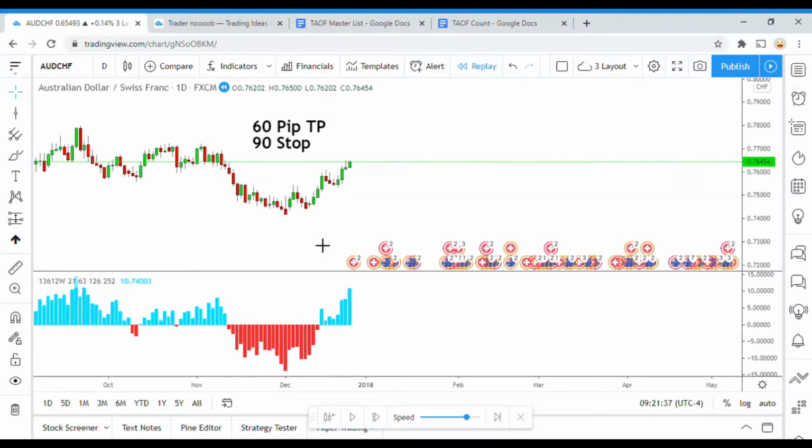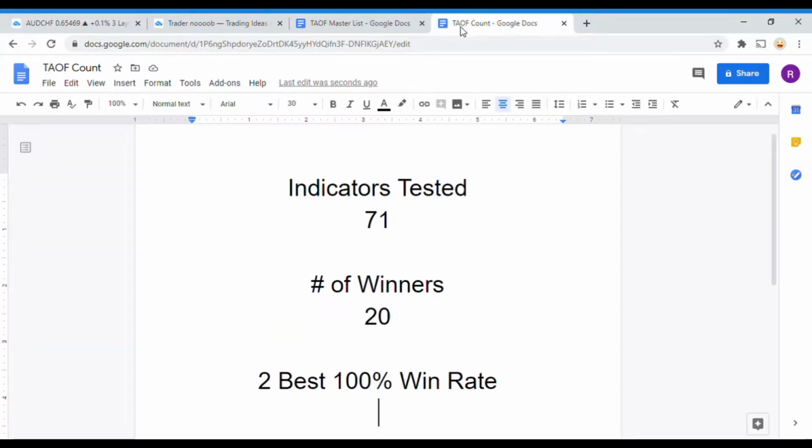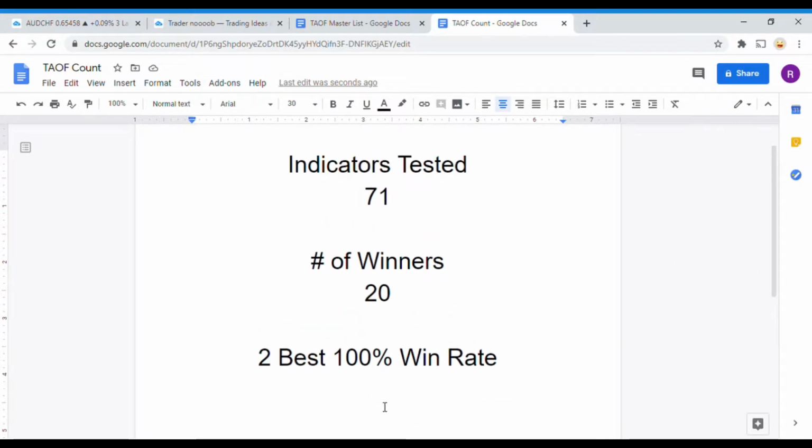Alright, as I said, today we will be testing the 13-6-12 indicator. But before we do, I wanted to put the indicator scoreboard up for everyone to see. So to date, we have tested 71 indicators. And out of those 71 indicators, 20 of them have been winners, which means that they have met or exceeded the 60% win-loss ratio threshold that we have set for them. The best ones so far have been able to achieve a 100% win rate.